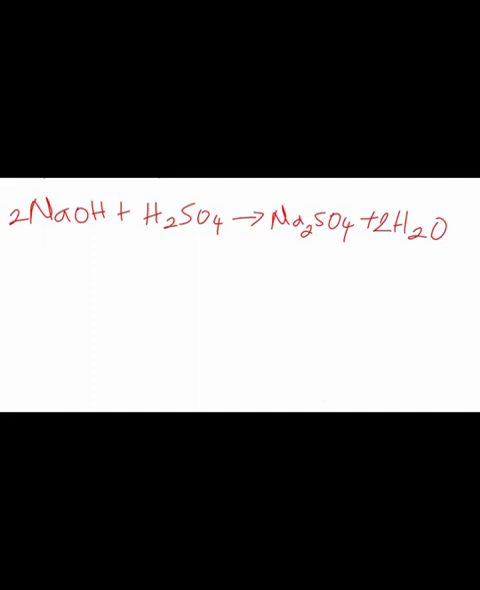Then hydrogen, we have 2 hydrogen here plus these 2, making it 4. Then here we have 2 times 2, that is 4 hydrogen. Hydrogen is balanced. Then sulfur, we have 1 sulfur here, and we also have 1 sulfur here. That is, everything is now balanced. So this is a balanced chemical equation of the reaction between sodium hydroxide and tetraoxosulfate(VI) acid.